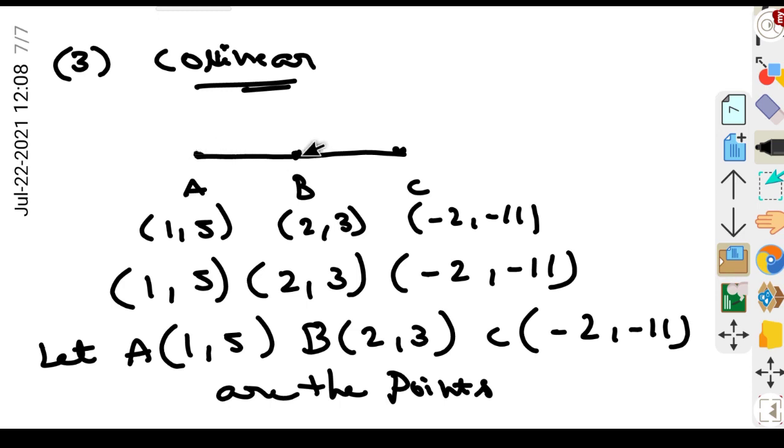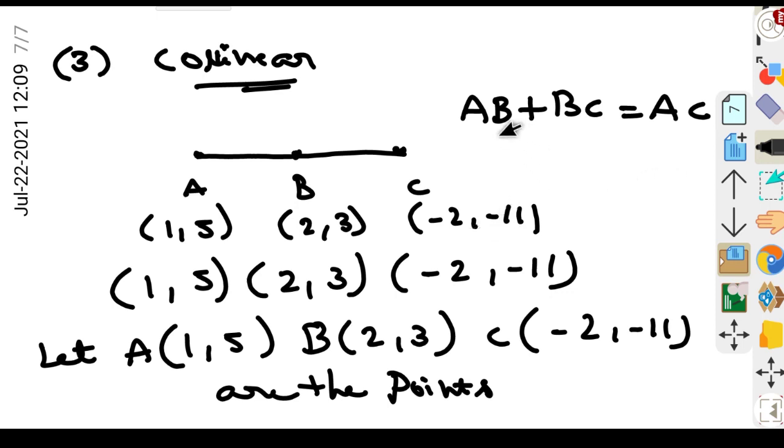Just observe this straight line here. AC is a line, and AB and BC make up the AC straight line, correct? Therefore A, B, C are points which should lie on a single straight line, nothing but the line AC. So we can write the condition like this: AB plus BC makes one straight line, that is AC. By using this condition we can check whether the given coordinate points are collinear points or not.